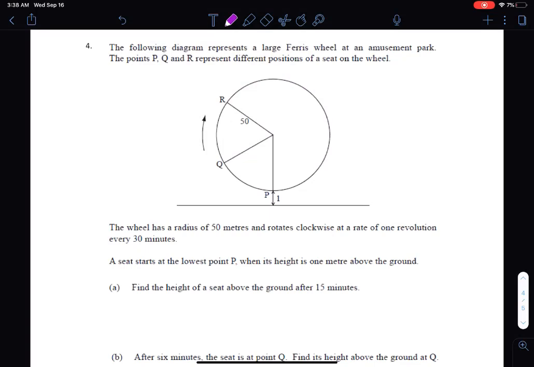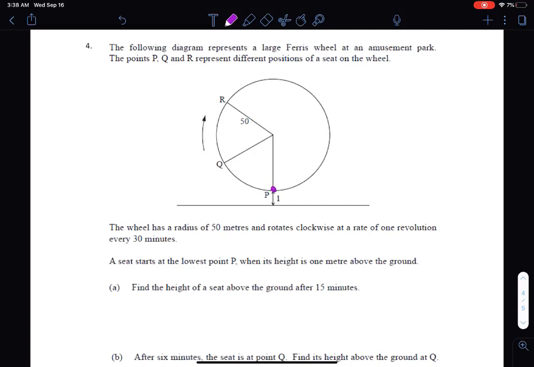It says the wheel has a radius of 50 meters and rotates clockwise at a rate of 1 revolution every 30 minutes. The seat starts at the lowest point, P, which is right here. And that height for P is 1 meter above the ground to start with. So when you get onto the Ferris wheel, you're already 1 meter above the ground.